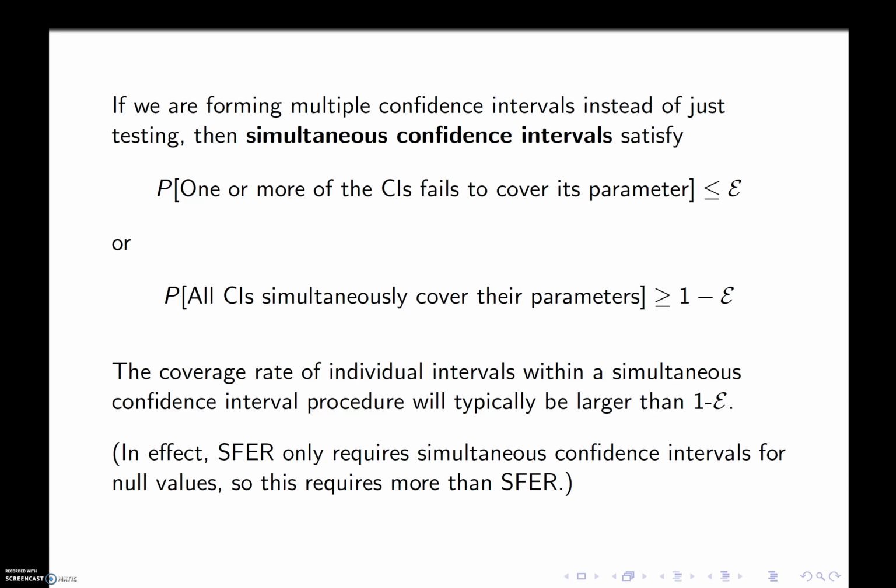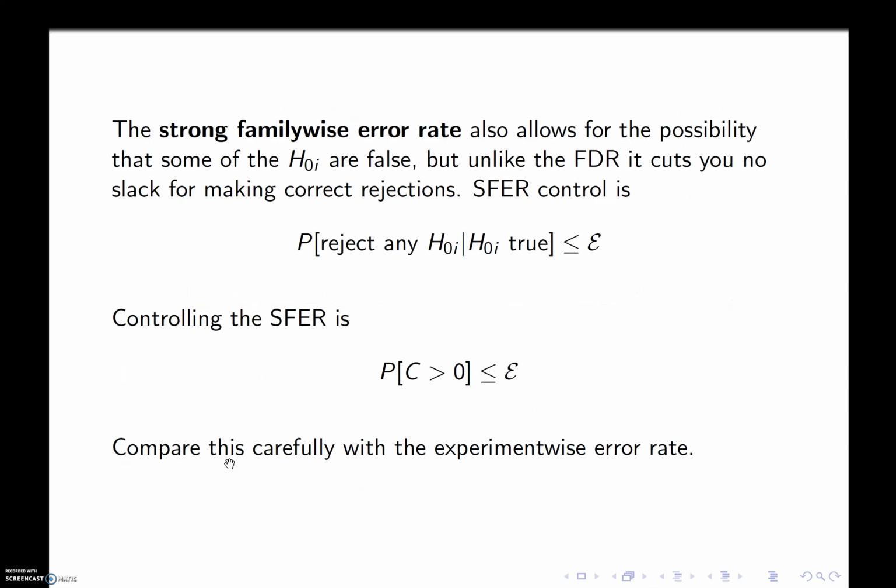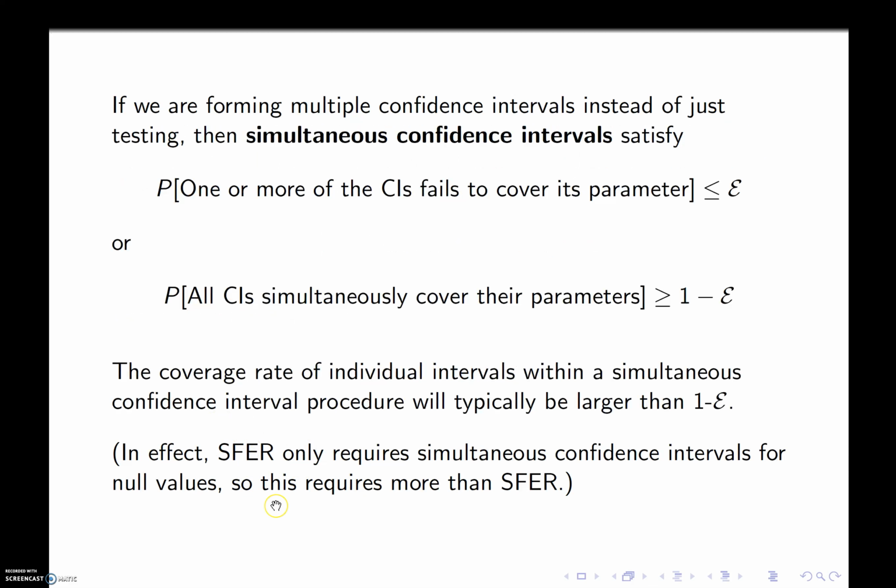In effect, simultaneous confidence intervals, this is strong family-wise error rate is what we're referring to, only requires simultaneous confidence intervals for null values. So this actually requires more than strong family-wise error rate here.